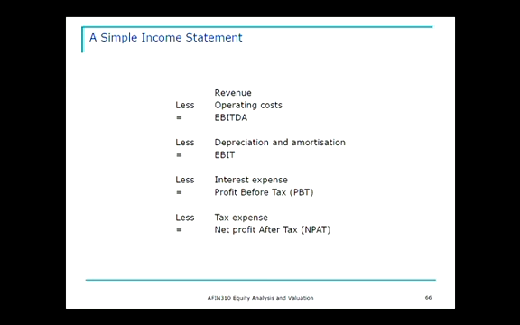So if we just have a recap on basic accounting, the simple income statement shows us that a company starts with revenue, and then we take off operating costs to get EBITDA, and then we take off depreciation and amortization and we get EBIT. Because these are non-cash accounting items. And then we take off interest expense and we get profit before tax. And lastly, if we take off our tax expense, we get NPAT.